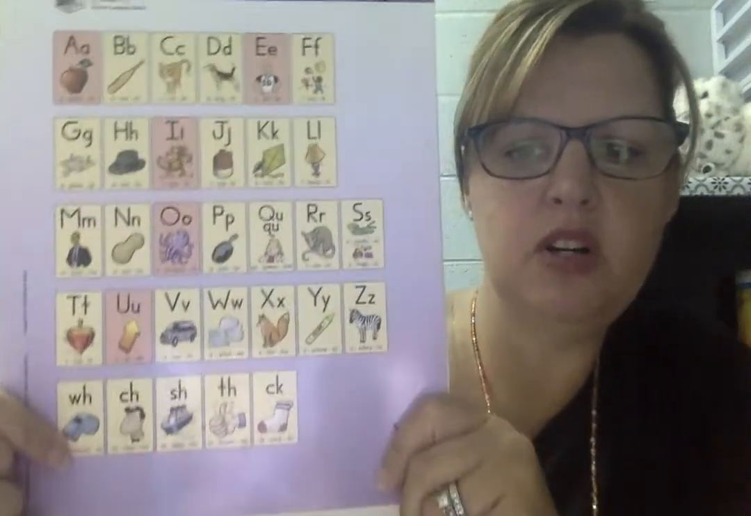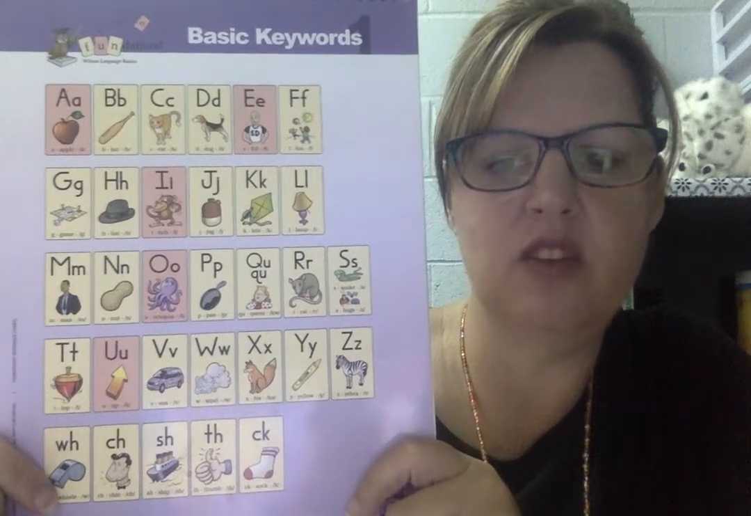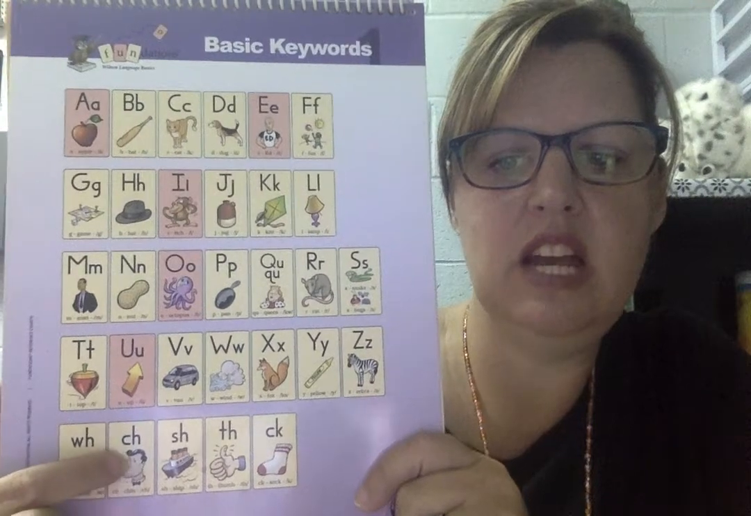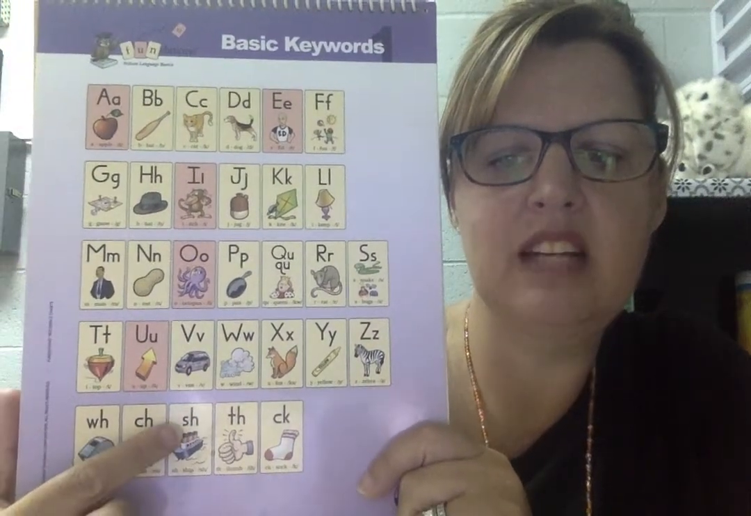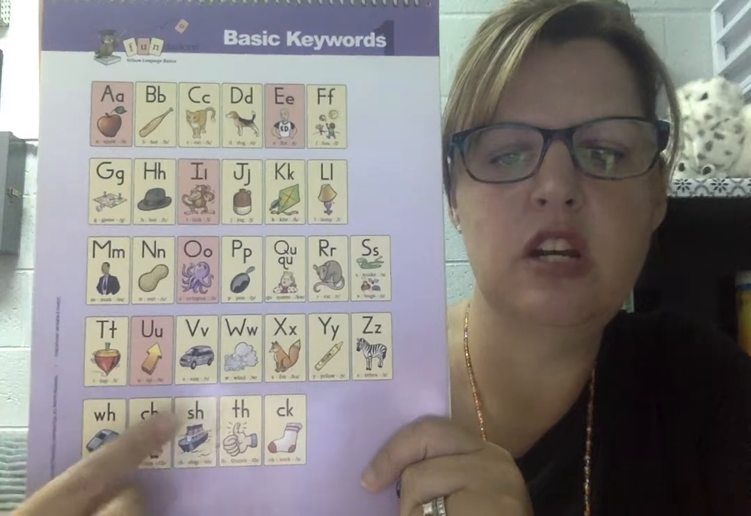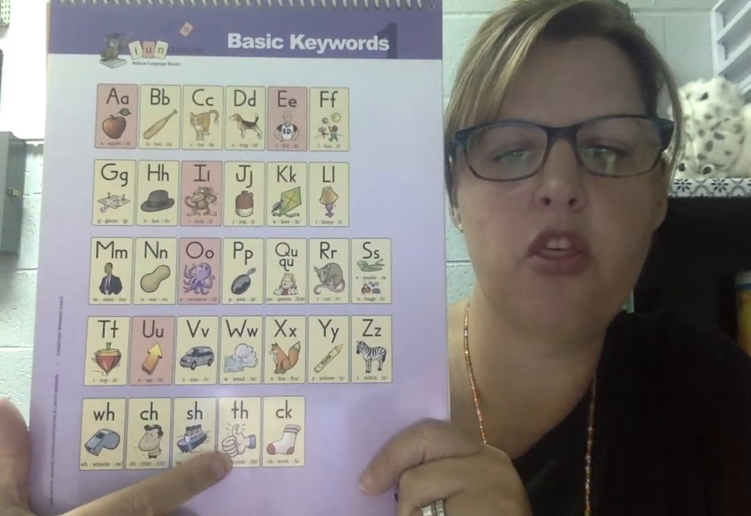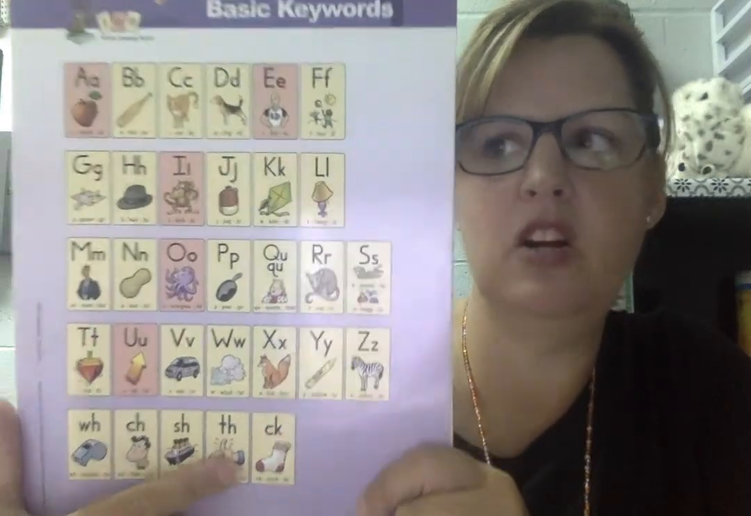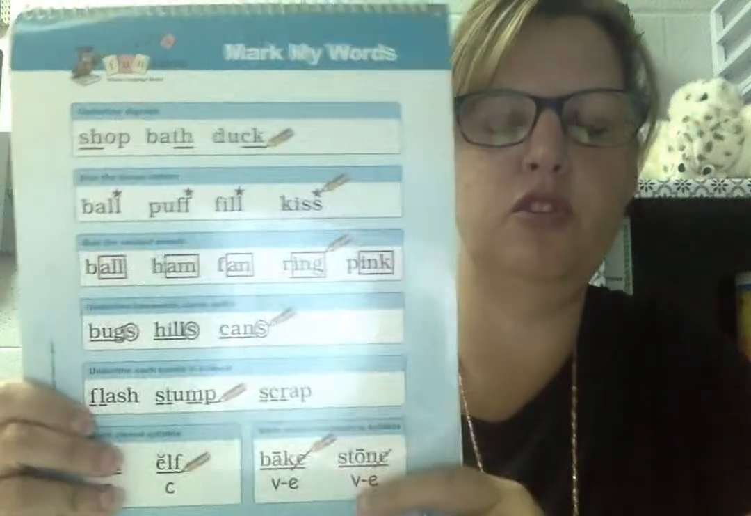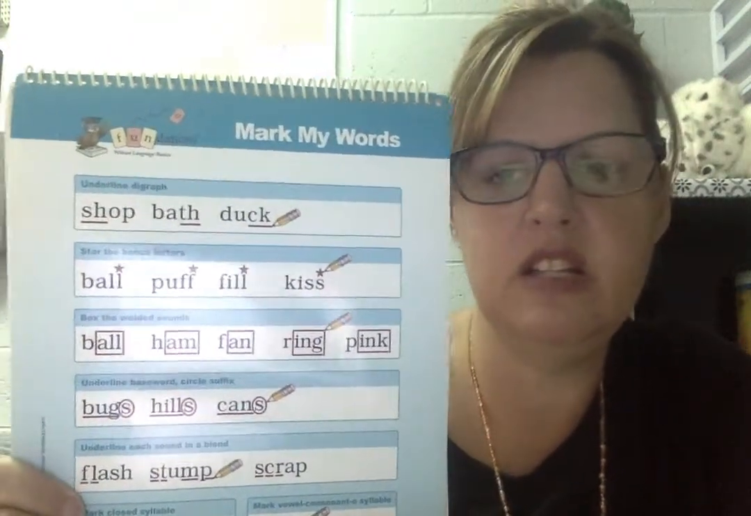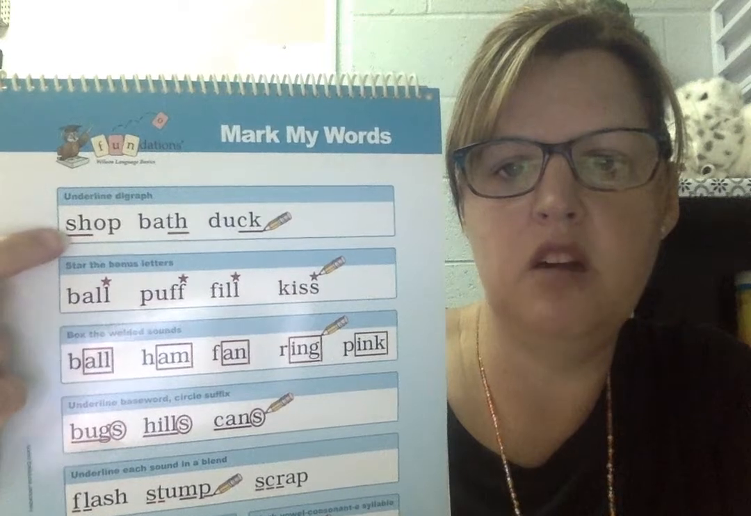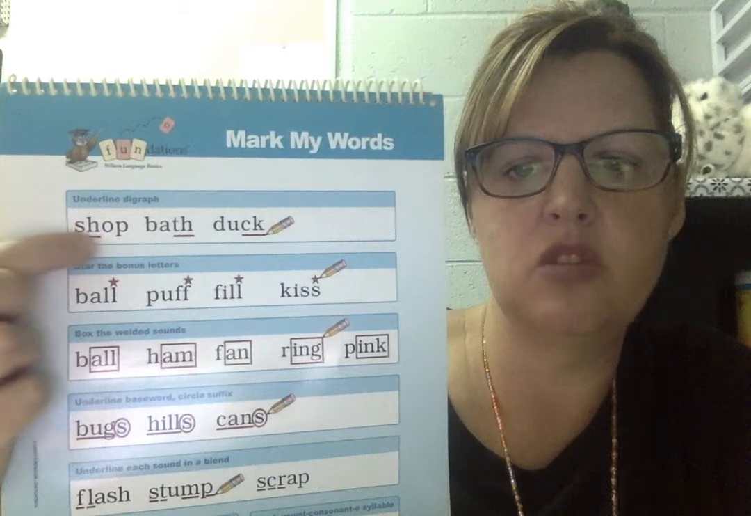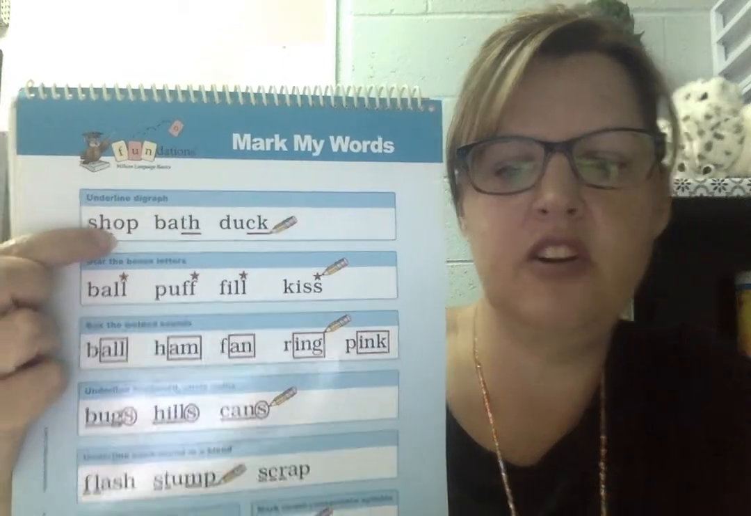Our digraphs, remember, are 2 letters, but they make one sound, so they have just one card. WH whistle W, CH chin ch, SH ship sh, TH thumb th, CK sock k. Remember, our CK comes in the middle or at the end. Yesterday I also showed you, and you have this on our virtual classroom, a yellow poster. When we are marking our words for digraphs, remember it's one line because those 2 letters make one sound together.